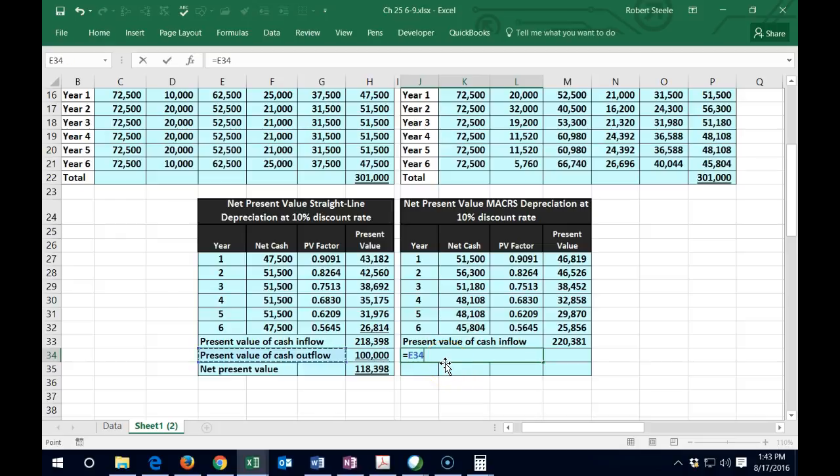So then we're going to have the same present value of the outflow because that happened at the beginning of the year. That's the original investment. That's the 100,000. And that gives us the net present value. That's equal to the 220,381 minus the 100,000 gives us the 120,381. So therefore, that's why we generally would want to accelerate the depreciation. Although it's just a timing difference, we usually want to get that difference earlier. We would rather have money today rather than tomorrow. Why? Because of the time value of money.